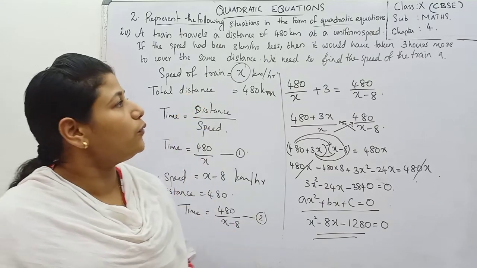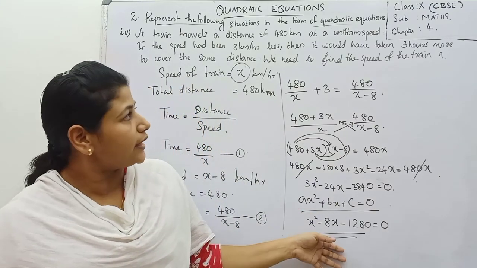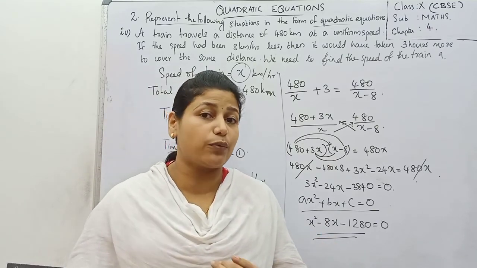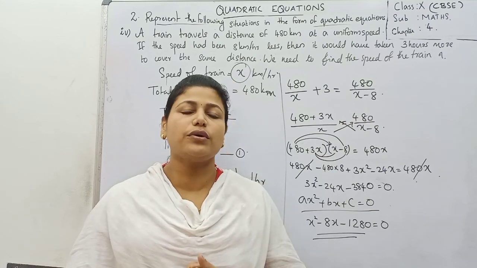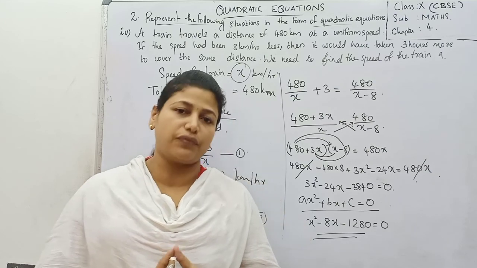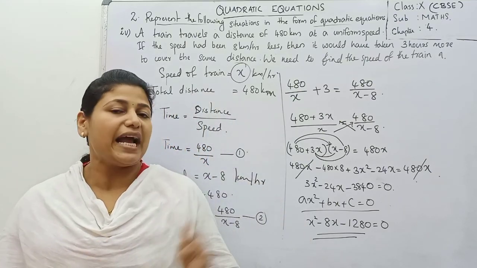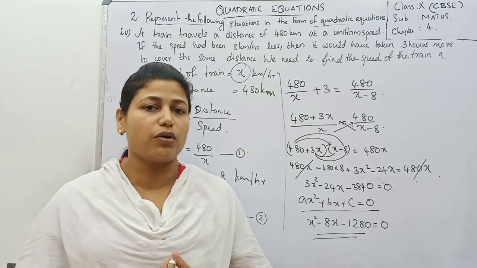Okay. So we have completed our exercise 4.1. This much is enough to study. There were two types of questions. The first question was how to check whether the given equations are quadratic equations or not. We have to simplify the equations and find whether it is of the form ax square plus bx plus c equal to 0 where a is not equal to 0. And the second question was to represent the given situation in the form of a quadratic equation.